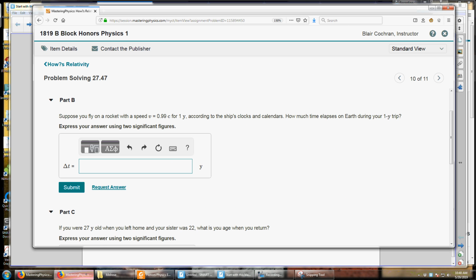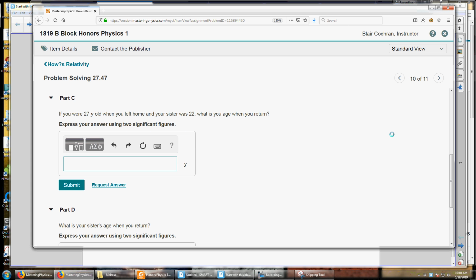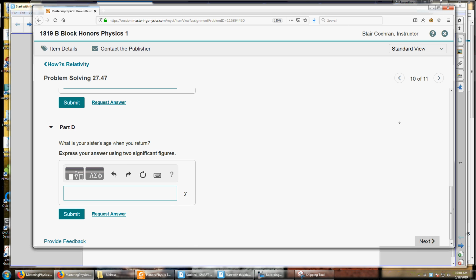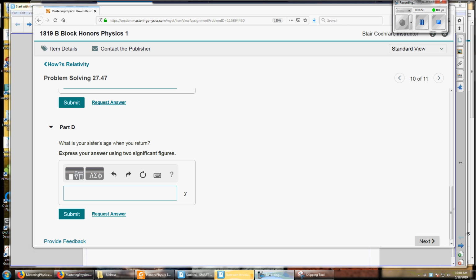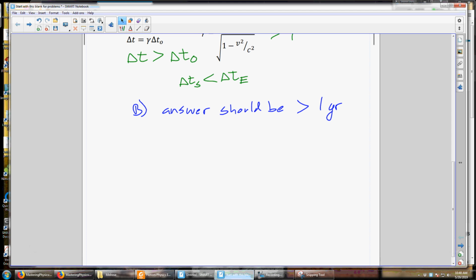And then for part C, well, that one I would suggest kind of using your own logic. I mean, if you're 27 years old, probably you guys can figure out how old you'd be a year later. I'll leave that up to you. And then you want to figure out how much your sister aged by how much time passed on Earth. So, all right. So that's my suggestions there on the how.